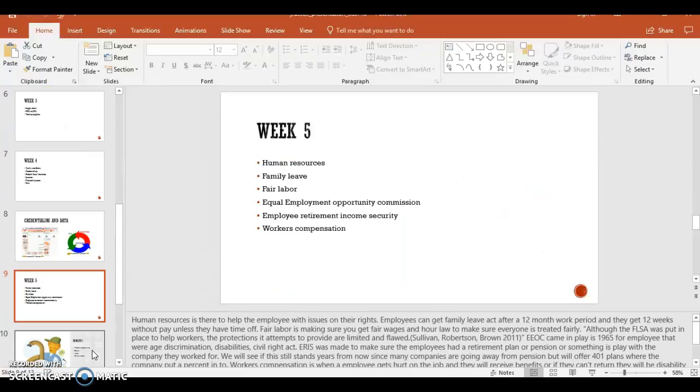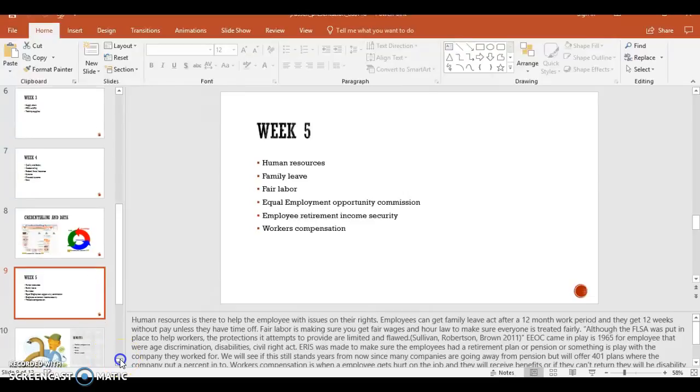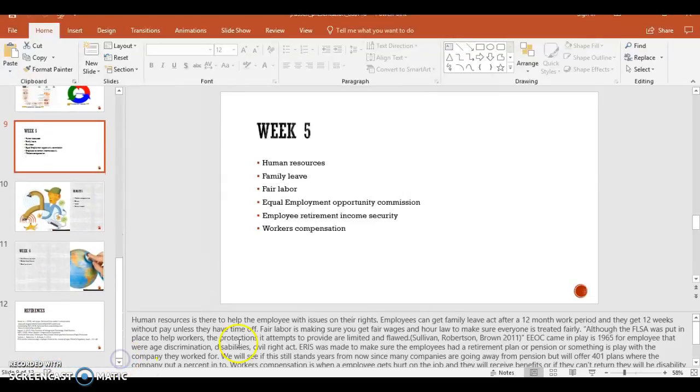Week 5, we learned human resources, family leave, fair labor, the Equal Employment Opportunity Commission, the Employee Retirement Income Security Act, and workers' compensation. Human resources is there to help employees with issues on their rights. Employees can get Family Medical Leave after a 12-month work period, and they get 12 weeks without pay. Fair labor is making sure you get fair wages, and it is a law to make sure everyone is treated fairly.